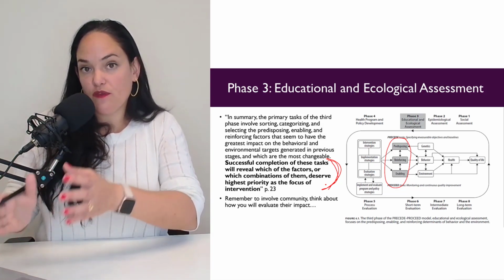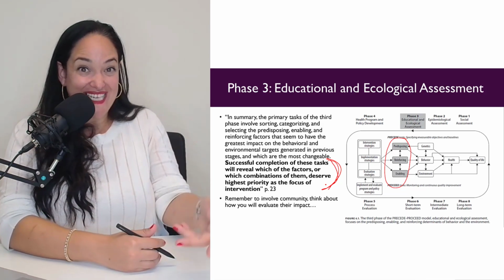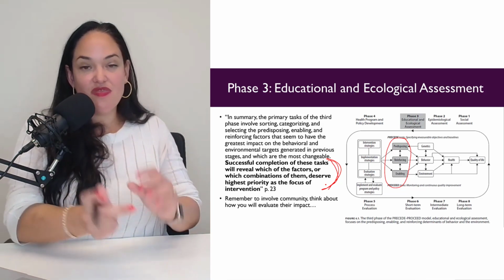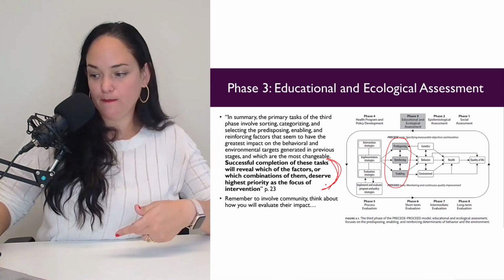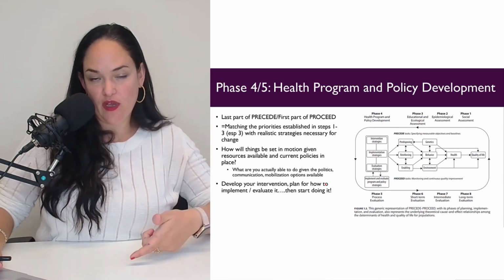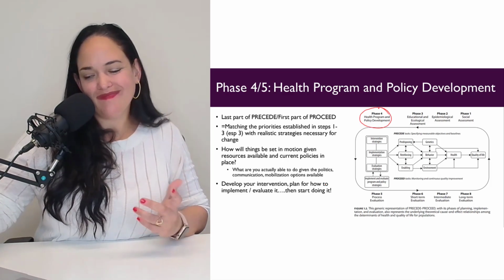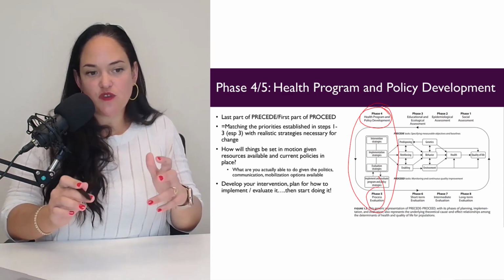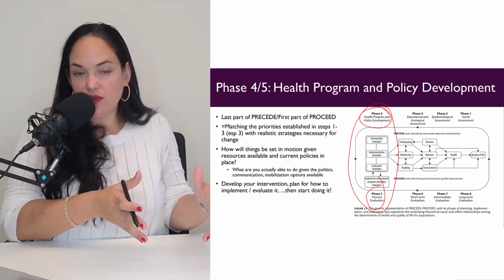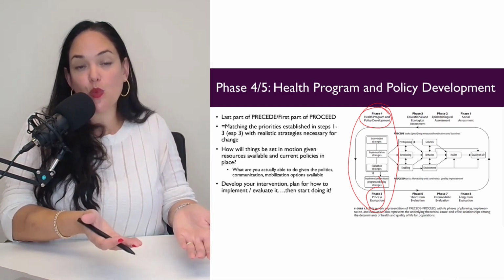now that we know the predisposing, reinforcing, and enabling factors that lead to a health behavior, then we can start to think about how do we actually use those to build our program, which is stage four, right? In stage four, phase four, that's where I kind of group them together, stage four and five, because this right here is where we switch from like, okay, we've done the diagnosis, we understand our population, and now what are we gonna do?